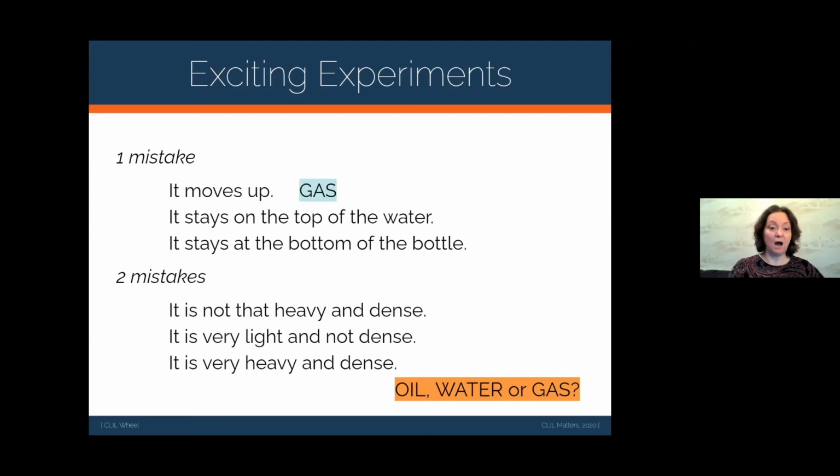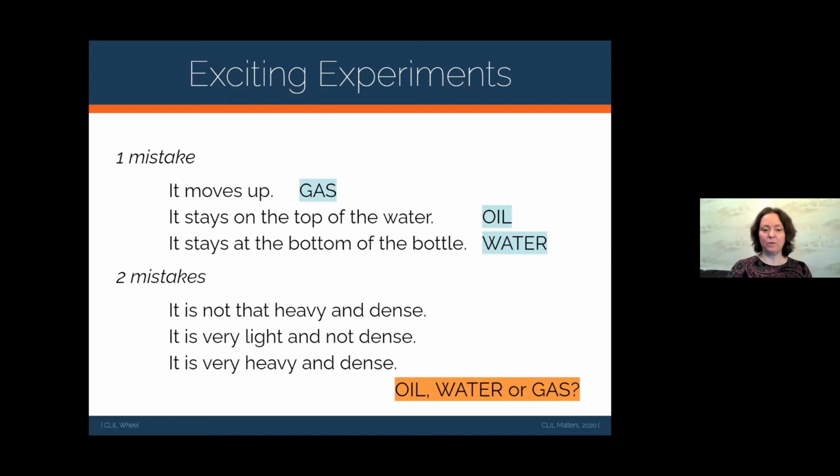So of course, we can look back at our experiment. It moves up, so that's gas. It stays on the top of the water, it's oil. It stays at the bottom of the bottle, it's water. So I'm only talking about the position in the bottle. But now I'm going to look at light or heavy with the word dense, because actually what I'm trying to teach is the concept of density.